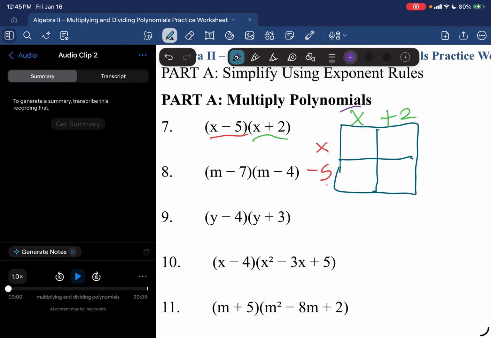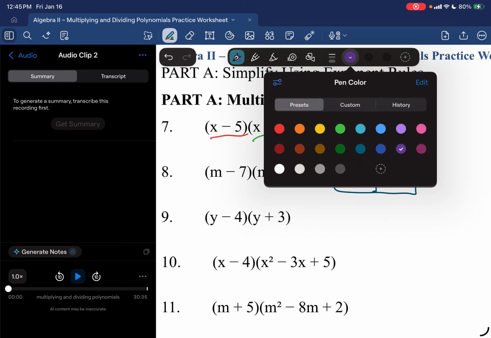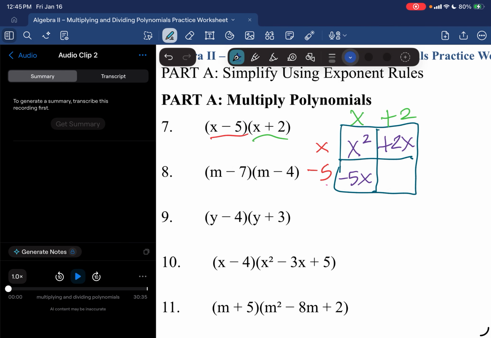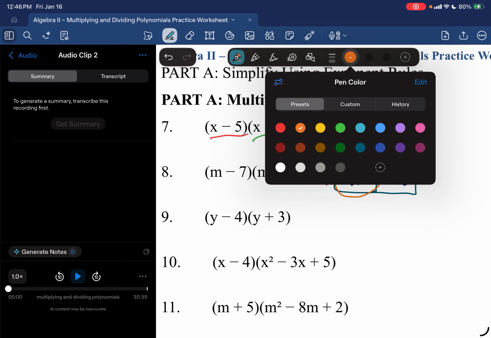What is x times x? X squared. What is negative 5 times x? Negative 5x. What is 2 times x? Positive 2x. Make sure you're putting your positives and your negatives. What is 2 times negative 5? Negative 10. Then you're going to go ahead and draw your peanut like this to combine your like terms.